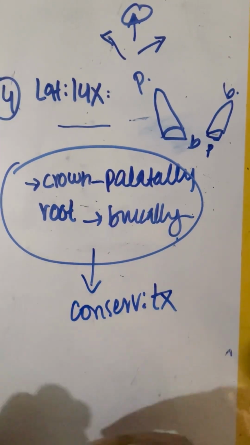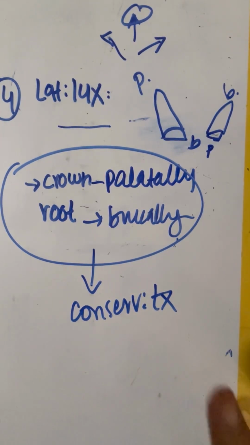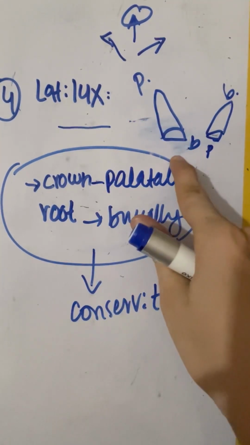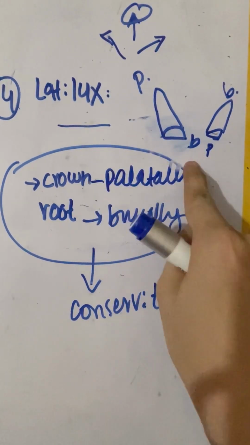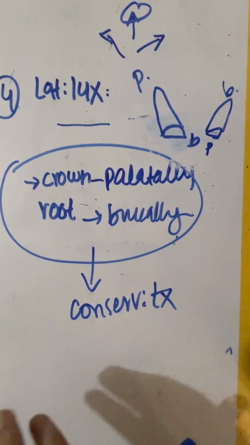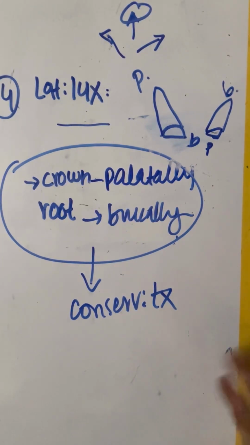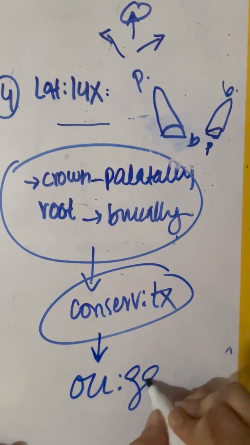We will not extract the tooth as we were doing when the root is going palatally and the crown was going buccally. If the root is going palatally, we have to remove the tooth because it will damage the permanent successor. But if the root is going buccally, we will go for conservative treatment until the occlusion is gained. What is the condition here for conservative treatment? That the occlusion should not be gained.